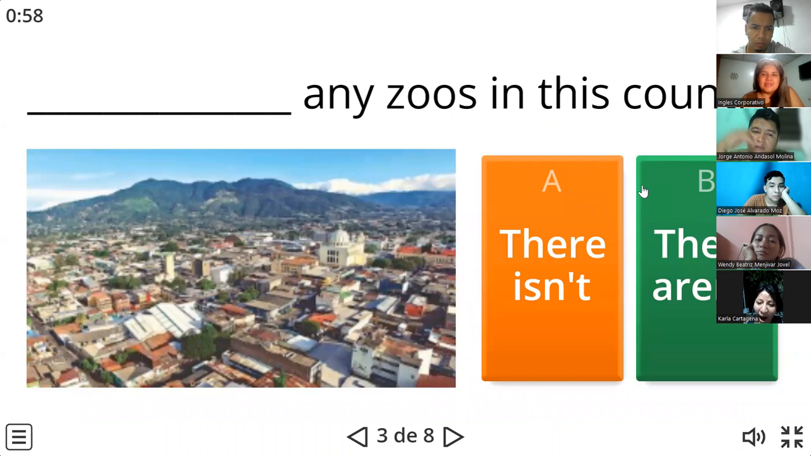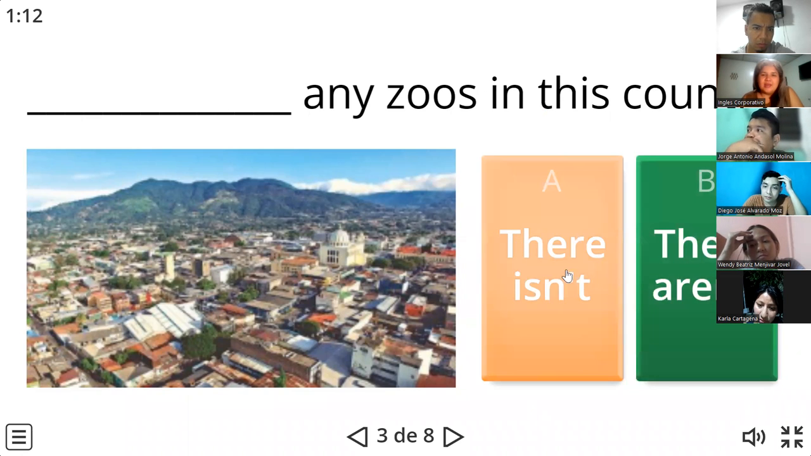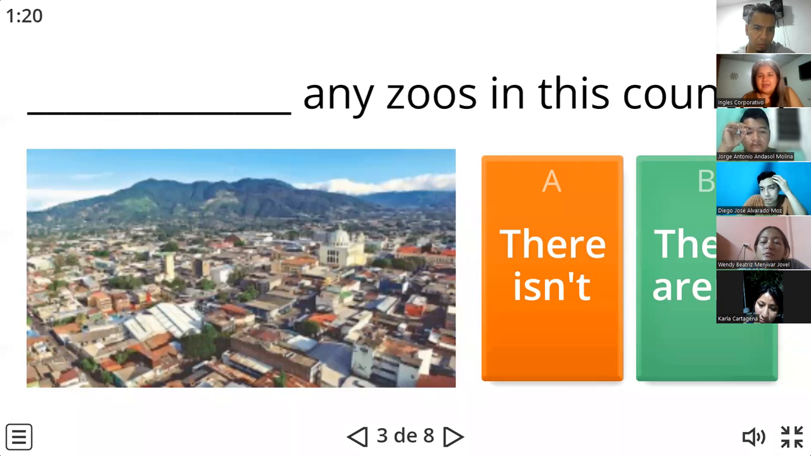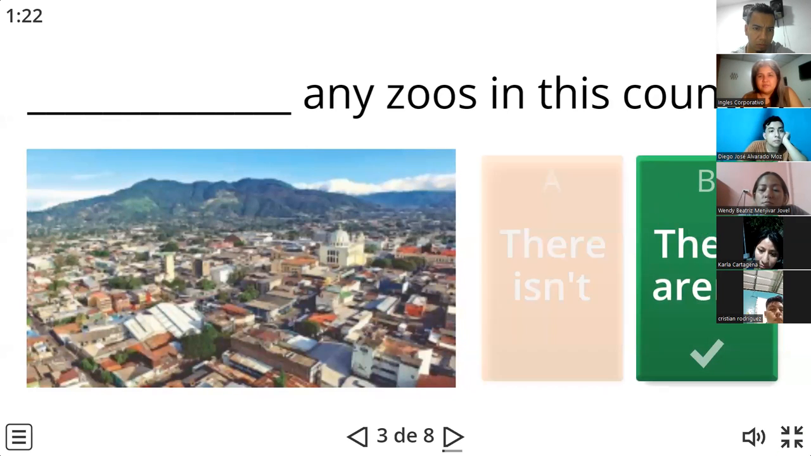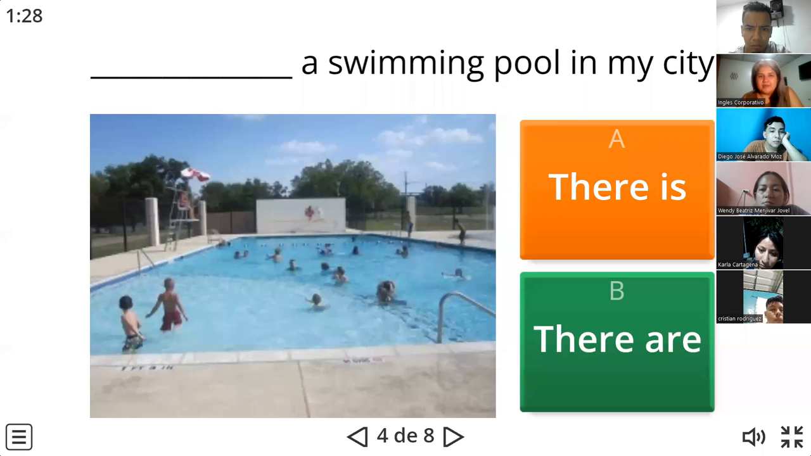Okay, there isn't or there aren't any zoos in the country? There aren't any zoos in the country. Okay, you see, esa es la forma de contractar, okay? El there isn't or there aren't, negativo. Okay, there is or there are a swimming pool in my city? There is. Good.